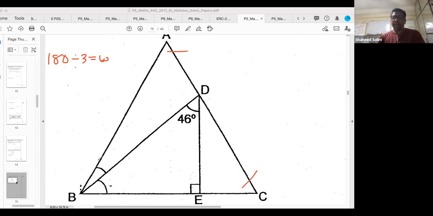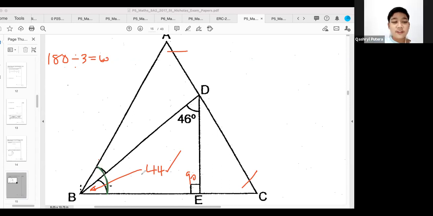Now Putra says he found this angle, and Putra says the angle is 44. And that's correct. How did you get 44? 180 minus 90, minus 46, equals 44. Correct. Now one more step. You're supposed to take 60 minus 44, and you get 16.